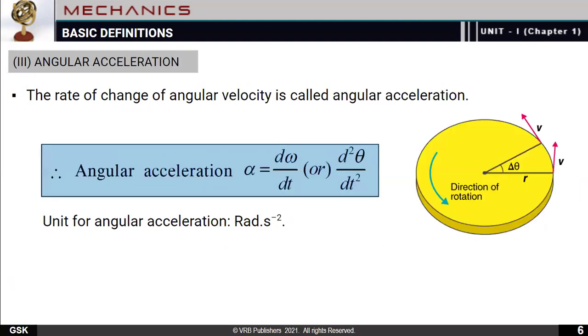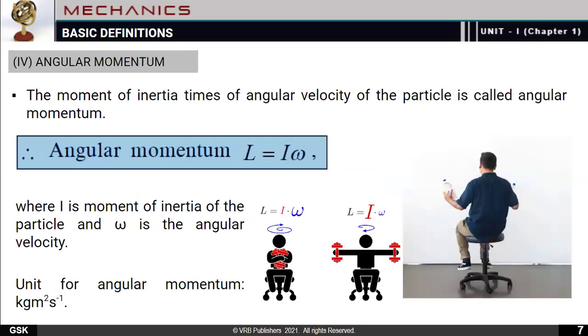The next one is angular acceleration. It is the rate of change of angular velocity, measured in radians per second squared. It represents the change in rotational speed around a fixed axis. It can be represented by the symbol alpha, which is equal to d omega by dt. Otherwise, in terms of angular displacement, the angular acceleration alpha is equal to d square theta by dt square. The unit of angular acceleration is radian second to the power minus 2.